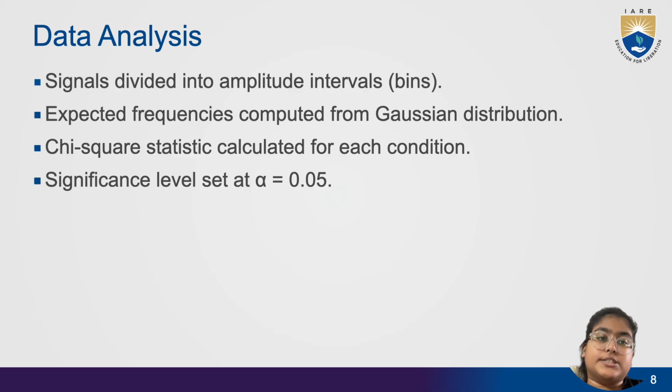If the calculated chi square is smaller than the critical value, the shaft is healthy. Otherwise, a fault is indicated.